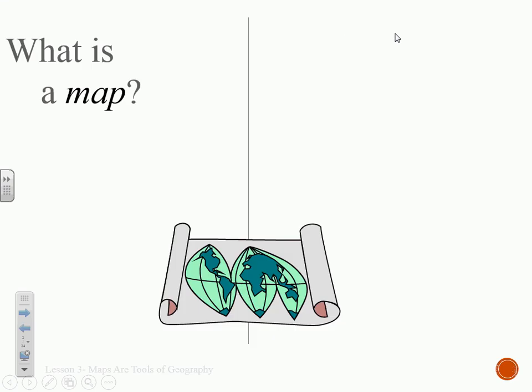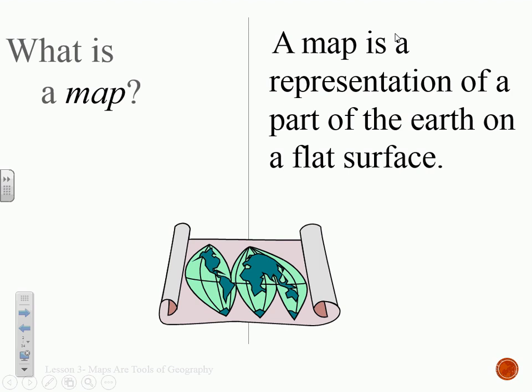So what is a map? A map is a representation of part of the Earth on a flat surface. So it's basically just taking part of the Earth, putting it on a piece of paper or on a screen, on a flat surface, so we can see what it looks like.